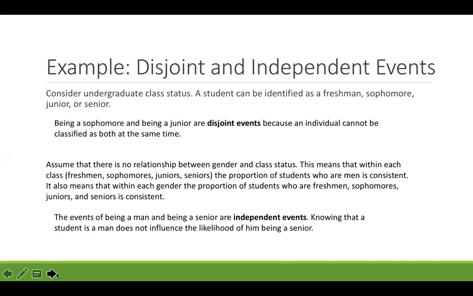So the events of being a man and being a senior here are independent. If you just walk up to a random man, knowing that he is a man here does not influence the likelihood of him being a senior. So in this case, gender and class status are independent events because someone's gender doesn't necessarily influence him or her being a freshman, sophomore, junior, or senior.